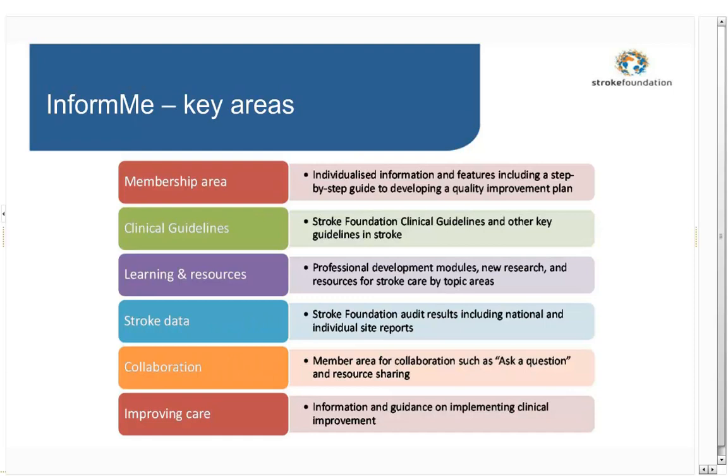So the key areas of InformMe can be seen here. I guess from those surveys and workshops, this is what we were able to establish, these 6 key areas, and I'll be running through each of these in more detail now. But you can see there the membership area, clinical guidelines, learning and resources, stroke data, collaboration, and improving care.